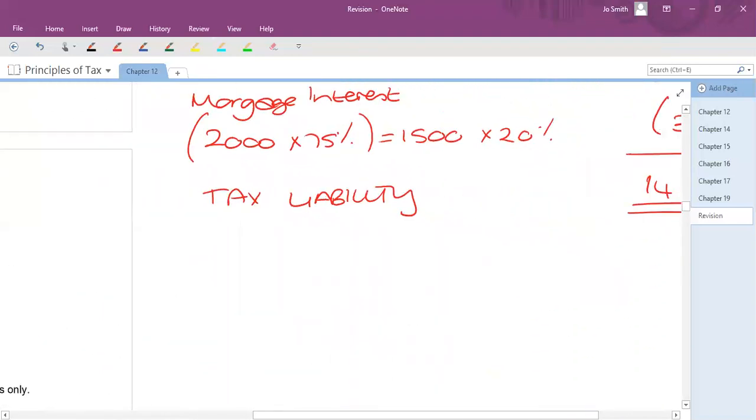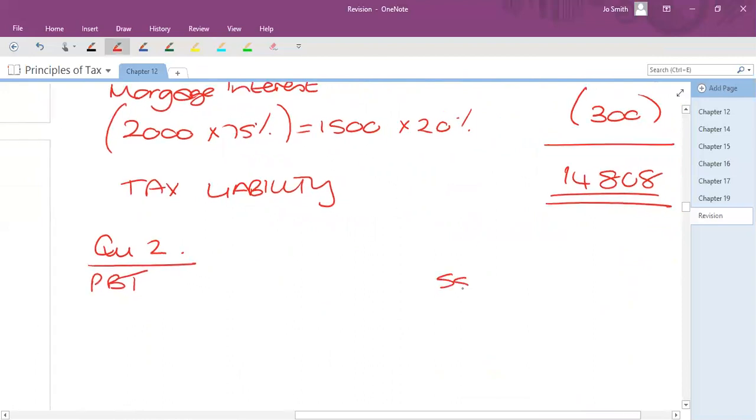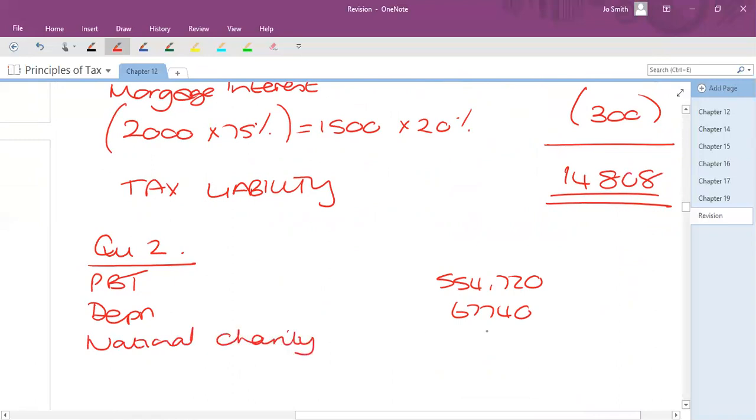So I'm going to go over to the side here for question 2. I'm going to start with my profit before tax, which was 554,720. And I'm literally just going to run through each one. So we've got depreciation. We've got your national charity. You don't have to use the exact wording in the notes as long as the marker can see where you got your numbers from. And then we've got the political party.